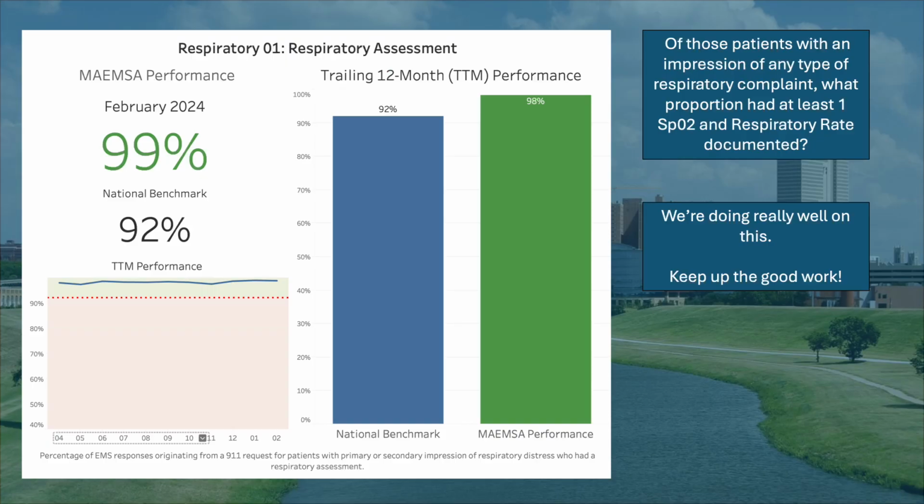Let's talk the breathing things, and definitely don't need to say smoking on these measures, but we're doing really, really well. Respiratory assessment, the denominator is any type of respiratory complaint. The numerator is those patients with a respiratory complaint that we did a respiratory assessment on. All we're doing is documenting at least one pulse ox and respiratory rate. That's not too much to ask, is it? No, that's pretty standard too. And it turns out we're doing really well on this.